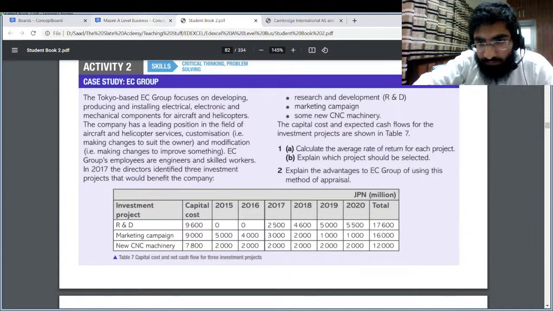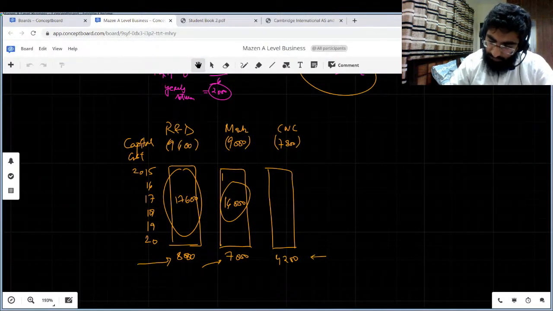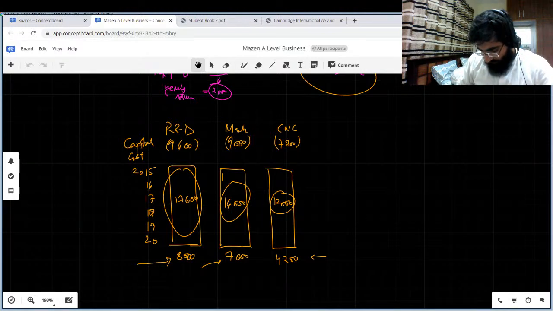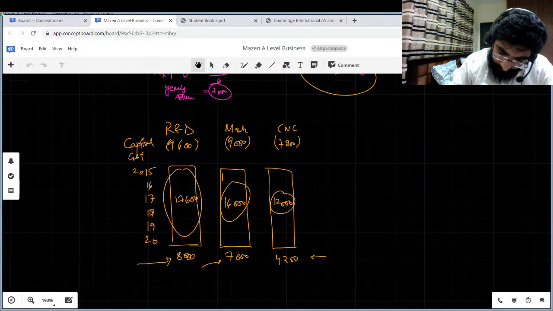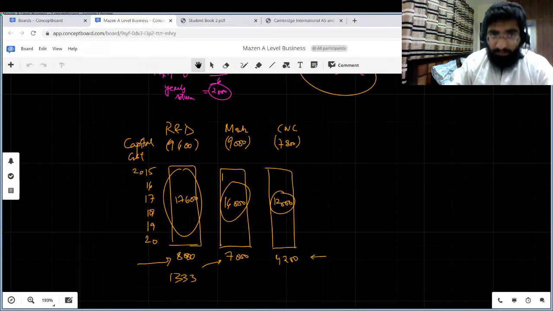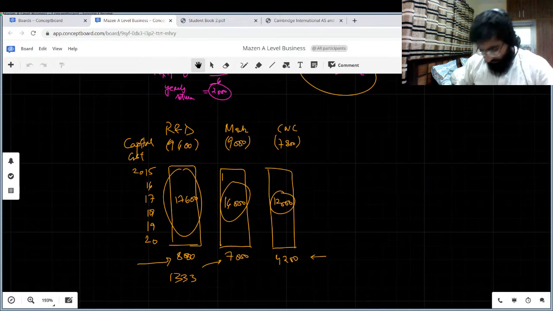What's the return on the CNC machine? 12,000. Okay, so 12,000 minus 7800, you get 4200. Then you divide each with 5 because it's a 5-year project. So 8000 by 5 is how much? Oh, divided by 6. Yes, you divide with 6. Divide it with 6, correct? Yeah. Divide by 6, you get what? 1333.33. Then for 7000, you get 1166.